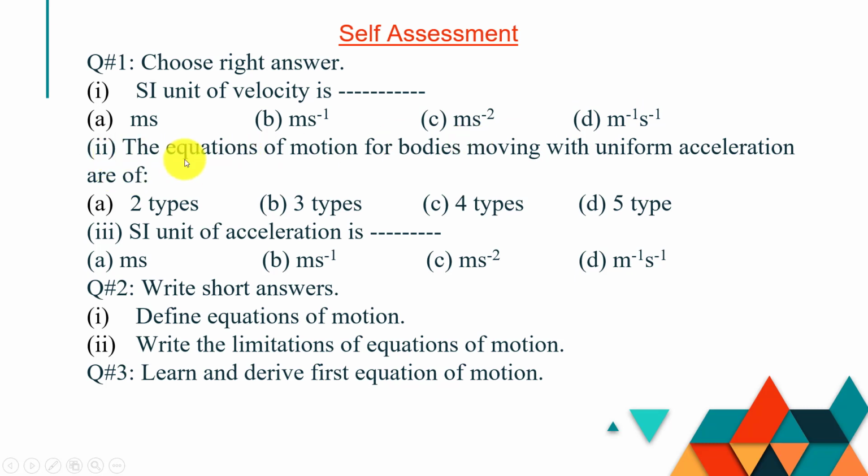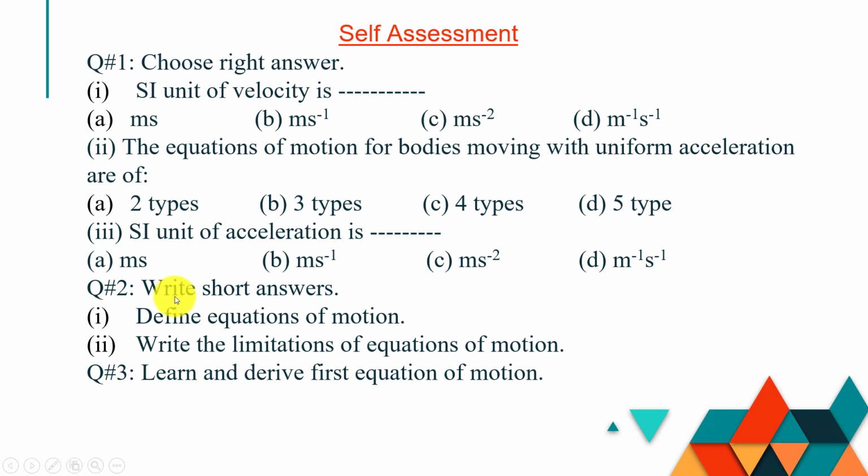Question number 2 is the equations of motion for bodies moving with uniform acceleration are of option A 2 types, option B 3 types, option C 4 types, option D 5 types. Third question is SI unit of acceleration is option A meter second, option B meter per second, option C meter per second square, and option D per meter per second.